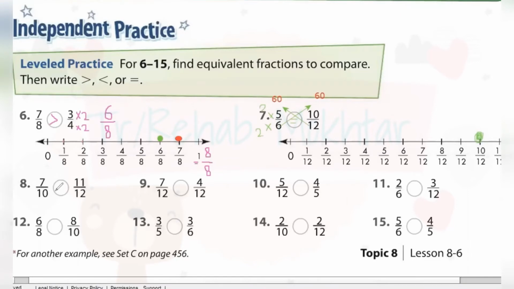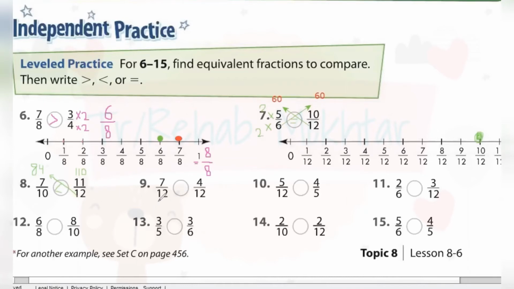Now, how to solve this problem? Just multiply. 7 times 12 equals 84. I will write here 84. 10 times 11 equals 110. Which is more? 110. So open the mouth to the big number.